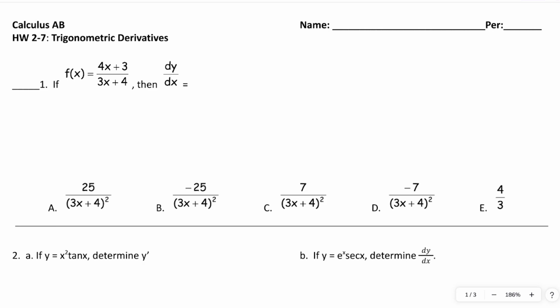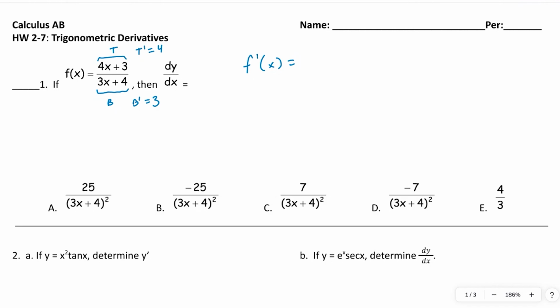It says if f of x equals 4x plus 3 over 3x plus 4, then find the derivative. We're going to have to use quotient rule here. So the derivative of f is going to equal the derivative of the top function. So that's going to be 4. So if this is my top and this is my bottom, then t prime, or the derivative of t, is going to be 4, and the derivative of the bottom is going to be 3. So luckily these aren't too complicated, and our derivative should be pretty simple to put together here.